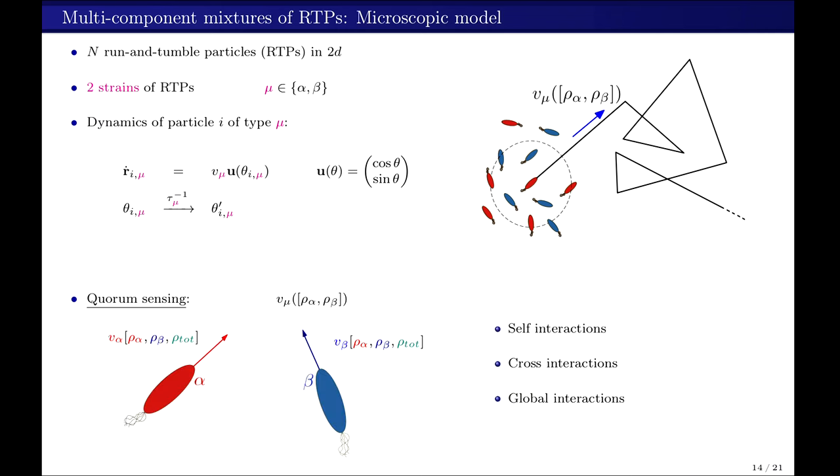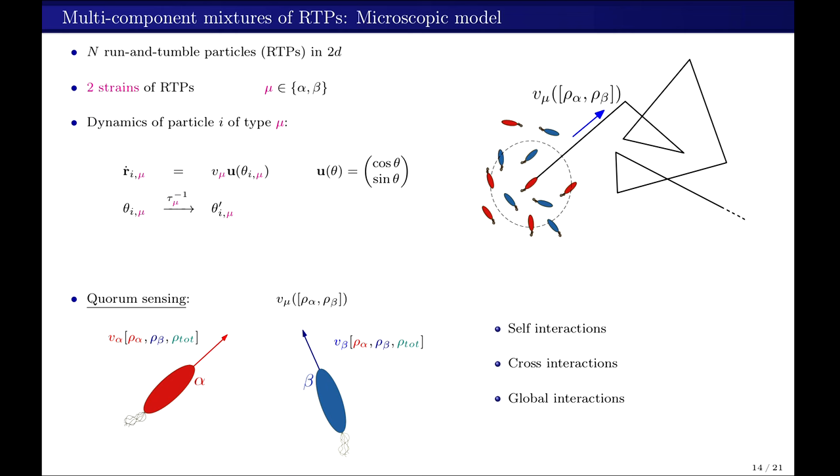And now in this scenario, there are way more complicated possible interactions, because you may have self-interactions, meaning that my speed is regulated by particles of my same type, cross-interactions between different strains, or global interactions by which the speed of one particle is dictated by the overall density around it.